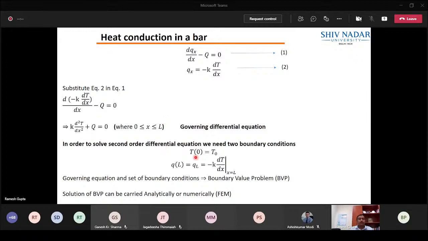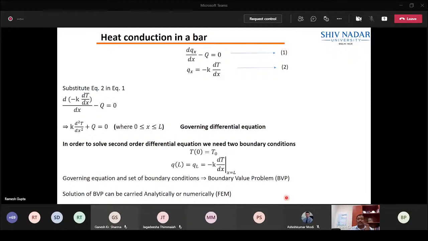Now, when it comes to the boundary condition, for example, at x equal to 0 or at x equal to L, which are the extreme ends of the case we consider, we specify some temperature or we specify the flow field, and then using these two boundary conditions I am able to solve this differential equation. This is what we call a boundary value problem, where we specify the boundary conditions in order to solve the differential equation.